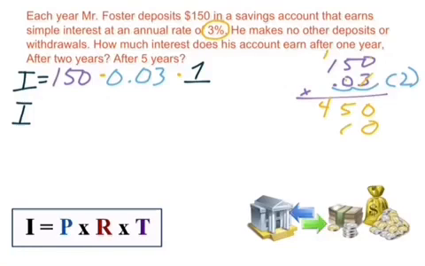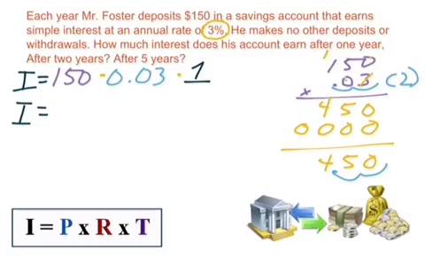0 times 0 gets me 0. 0 times 5 is 0, and 0 times 1. To add this up, I get 0, 5, 4, and then I move my decimal point back 2 places, and I get 450. So interest equals right now 450, and this won't be too hard, times 1, which we all know will stay the same.